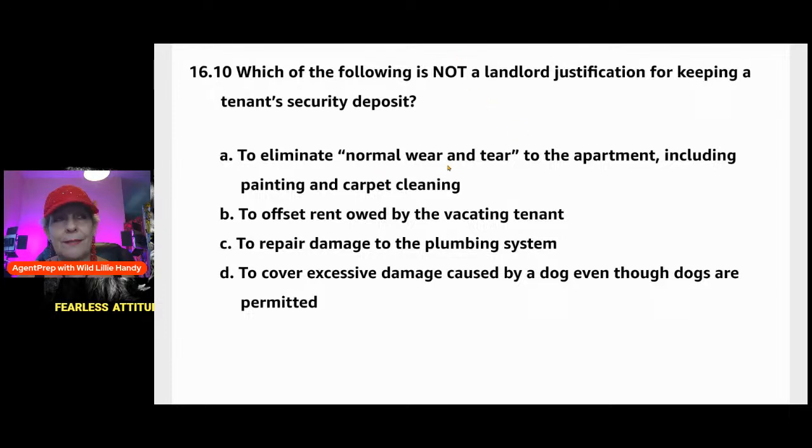Normal wear and tear to the apartment, including painting and carpet cleaning. Those are normal expenses that a landlord is going to have when you have an investment property. And some landlords will request a cleaning deposit, but that's separate from the security deposit. Like you have your first month and last month's rent and then security deposit for damages.